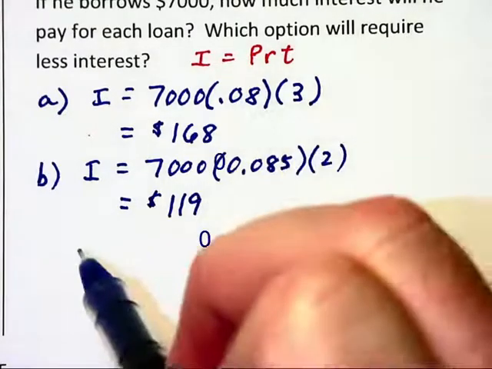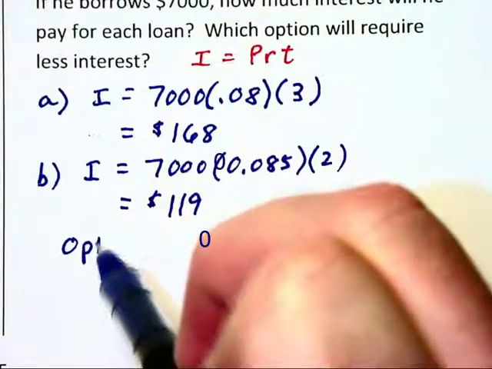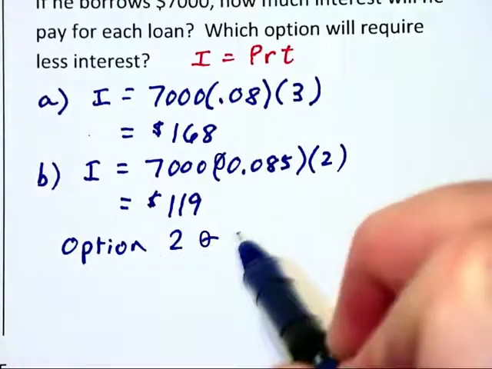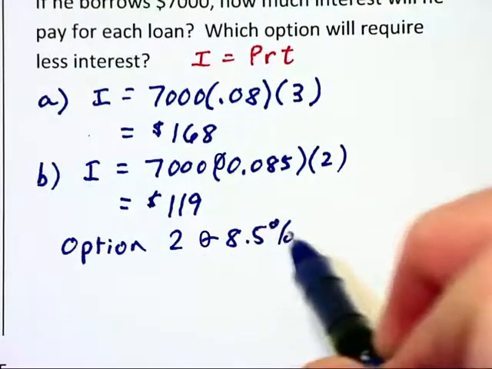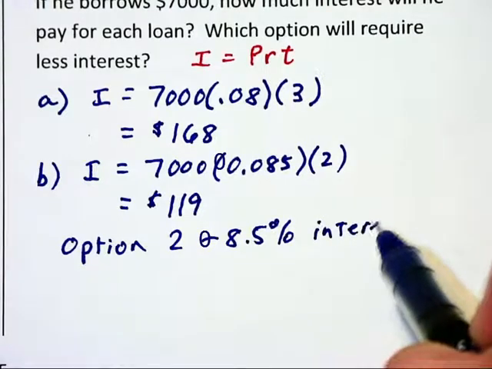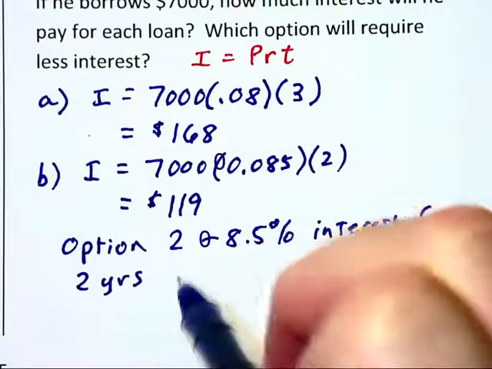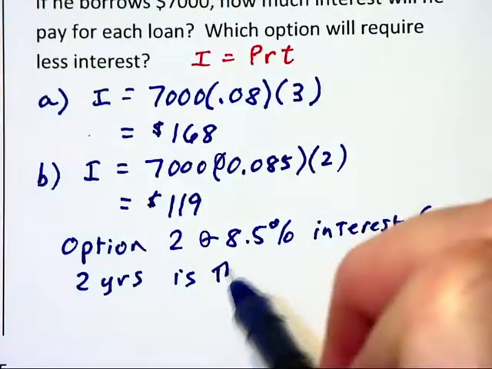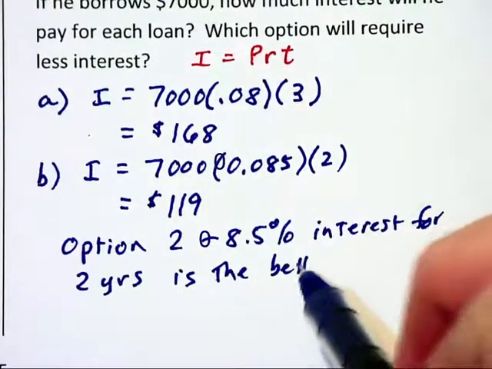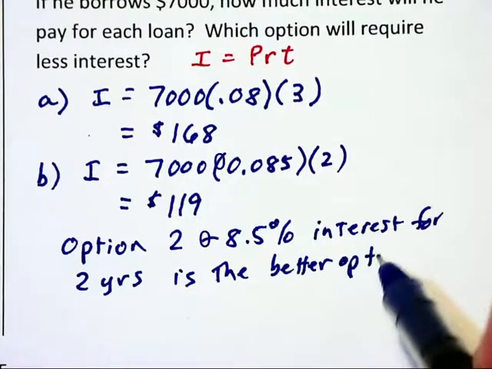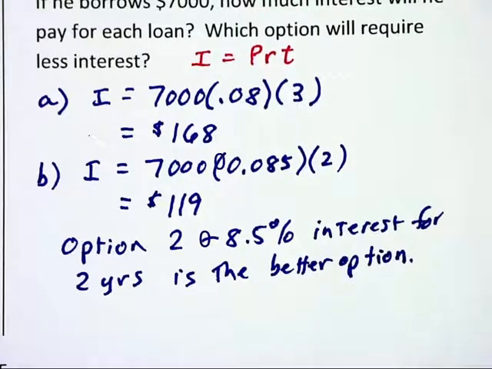Well, I think our answer is option 2, which is the 8.5% interest for 2 years. I'm going to say that's the better option, because Robert will pay less interest.